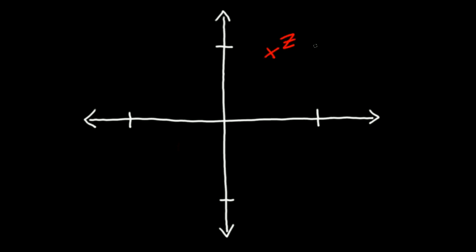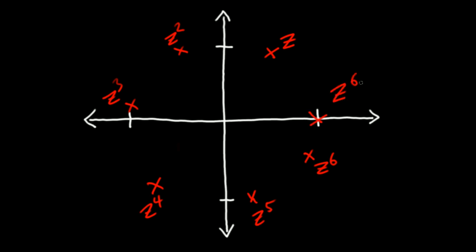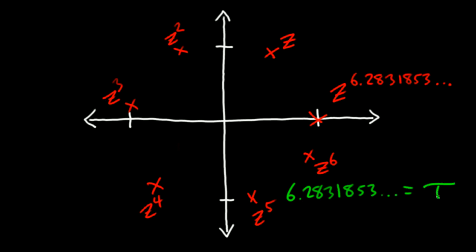We'll call that z. If that's z, then z squared is over here, and z cubed is here, z to the 4th, z to the 5th, z to the 6th, and when we get back to the positive real axis and make a complete turn, that's z to the 6.283185, etc. And some of you are probably saying, aha, I know this number, 6.28318, and so forth. That number is tau.